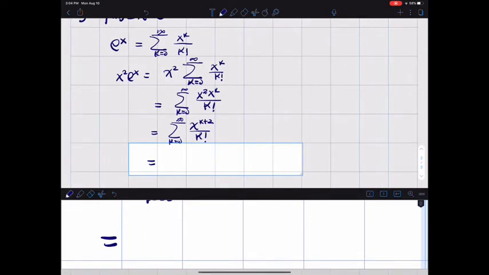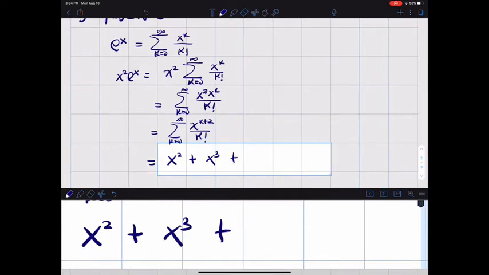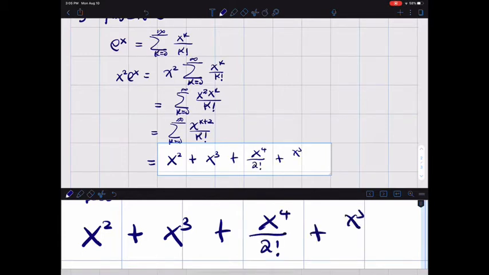If you want to expand this, it will look like x squared to begin with. When k is 0, you have x squared. When k is 1, you have x cubed over 1 factorial, so x cubed. When k is 2, you have x to the 4th over 2 factorial, then x to the 5th over 3 factorial, etc.